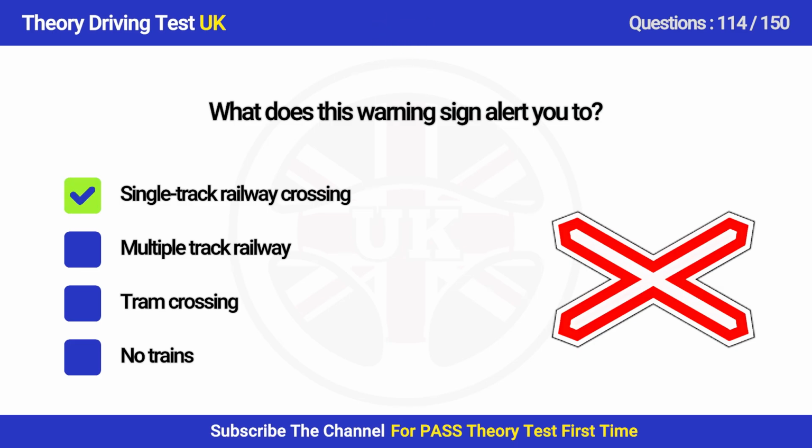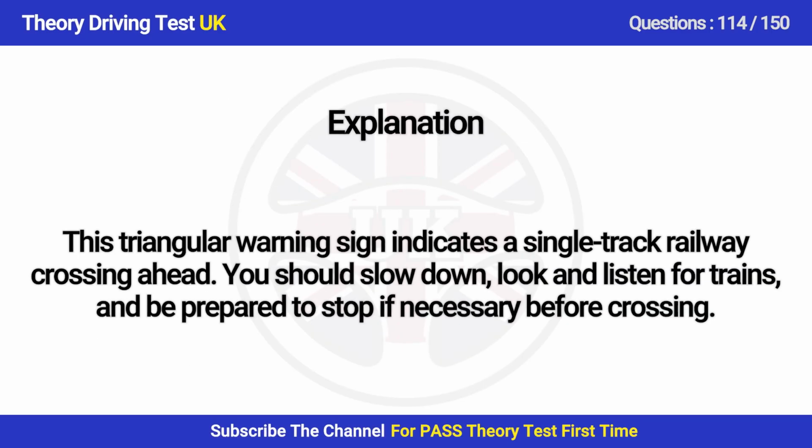Answer is A. Railway crossing. This triangular warning sign indicates a railway crossing ahead. You should slow down, look and listen for trains, and be prepared to stop if necessary before crossing.